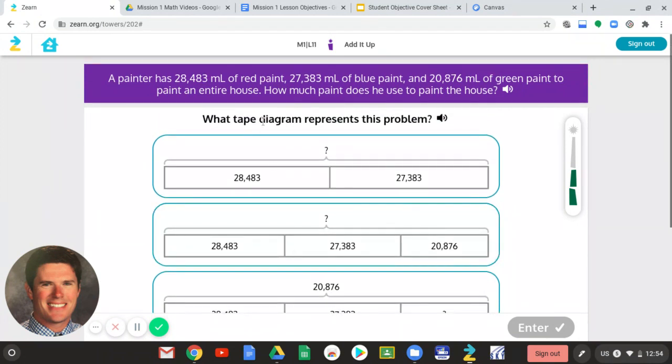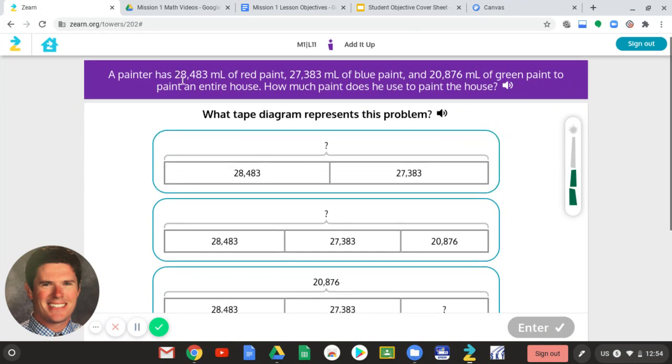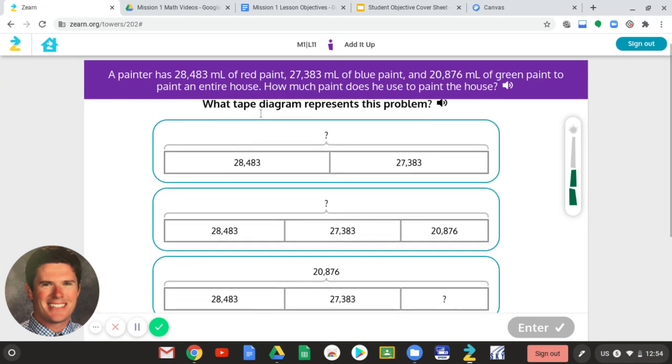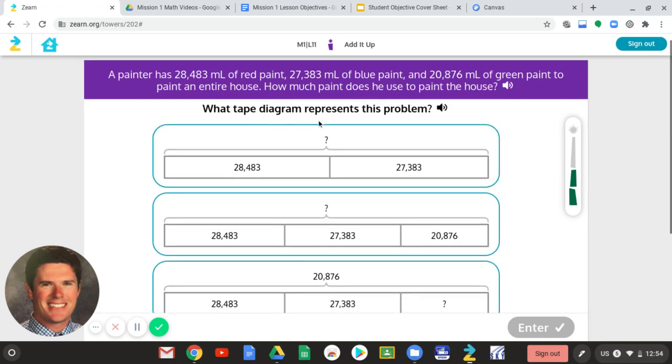So for this one, it says, which tape diagram represents the problem? Okay. A painter has 28,483 milliliters of red paint, 27,383 milliliters of blue paint, and 20,876 milliliters of green paint to paint an entire house. How much paint does he use to paint the house? So it's an addition problem. It's asking us for the total. So it's asking us which tape diagram represents this problem.